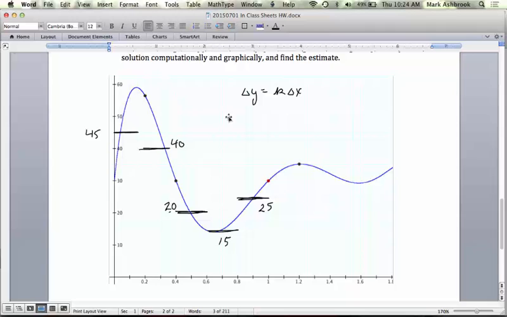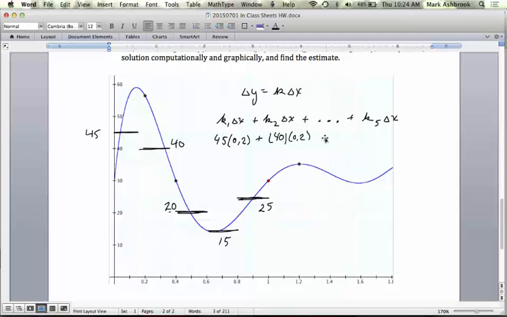So we got k1 delta x plus... and we're going to get the amounts of change based on these constant rates, and then what will we do? We'll add them all up. So 45 times 0.2, 40 times 0.2, all the way to 25 times 0.2, and whatever that turns out to be.